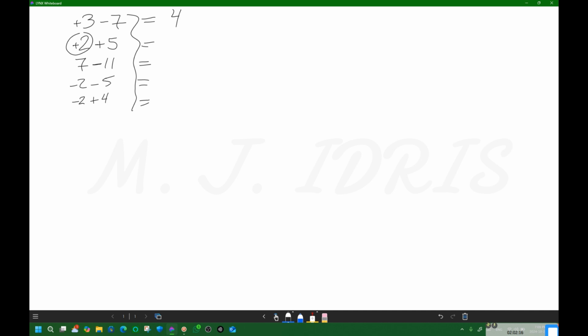Then, which sign should I put? Positive or negative? It depends on the bigger number. Which one is bigger, 7 or 3? The 7 is bigger or greater. So I'm going to put the same sign as the 7, which is negative. So the answer here is negative 4.